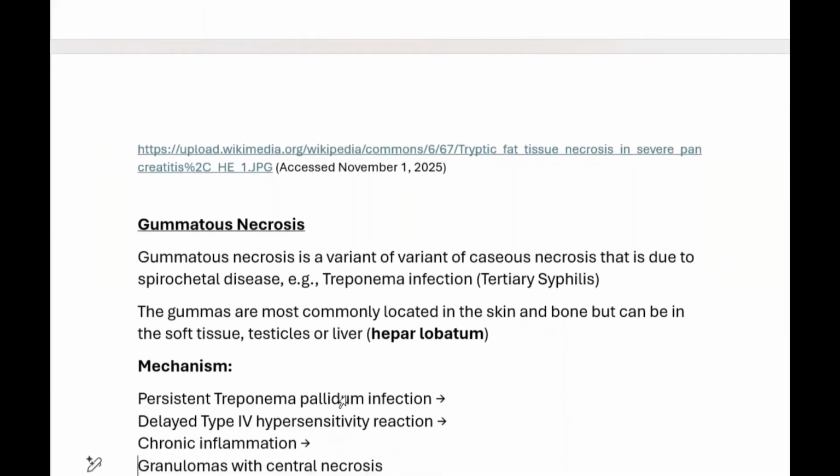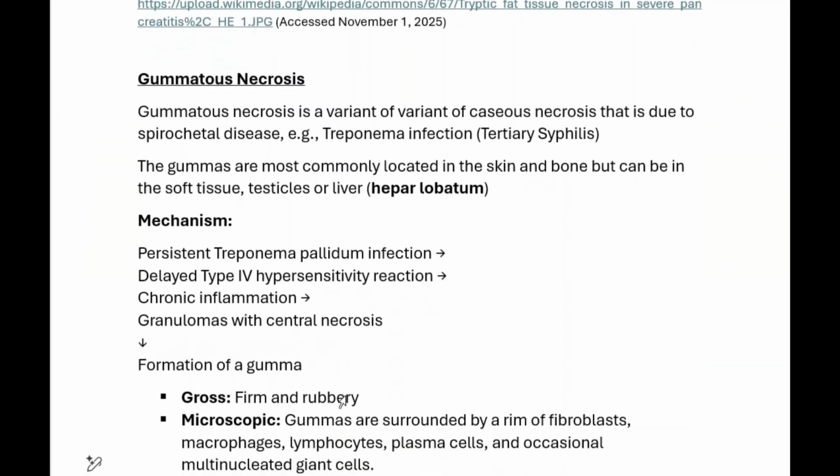So moving on to another form of necrosis, which is gummatous necrosis. This one is a variant of caseous necrosis. And guys, if you have not watched the video on caseous necrosis, I would definitely encourage you to watch that video, whereby we talk about granulomatous inflammation. This is a variant form of necrosis that is due to Treponema pallidum, which normally causes syphilis. And this gumma is classically seen in tertiary syphilis.